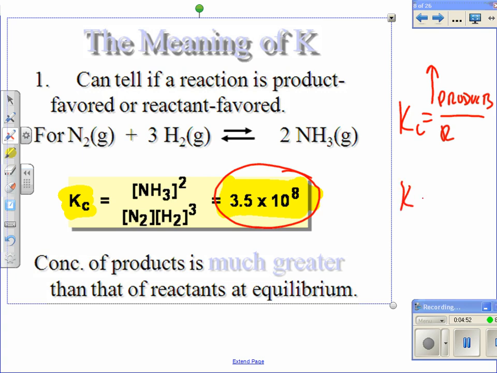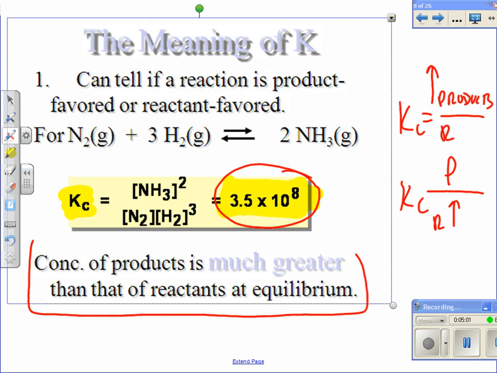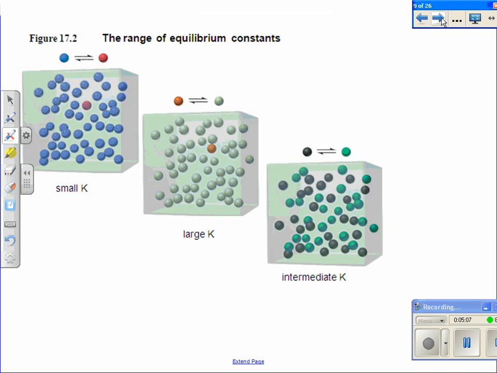If Kc is less than 1, that means the reactants on the bottom have to be larger than the products on the top. So mathematically, just by looking at the number, it tells you the ratio of products to reactants. Some reactions we say are product favored, some reactions we say are reactant favored.